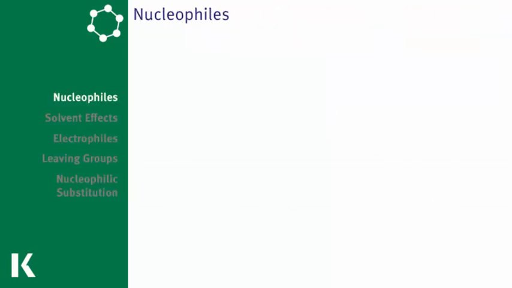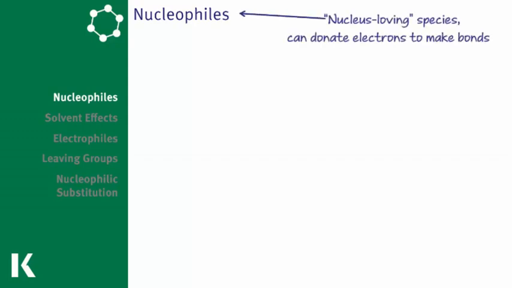Before we dive right into the nucleophilic substitution reaction, we're going to define the types of molecules involved so that we can better understand the organic chemistry at work. A good starting point is the nucleophile. The term nucleophile is actually a combination of Latin and Greek, with nucleo referring to an atom's positively charged nucleus, and phile coming from the Greek to love.